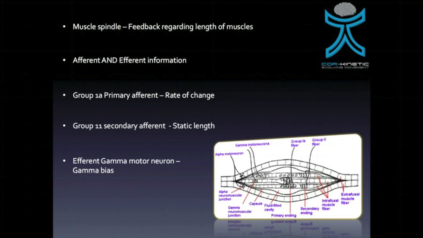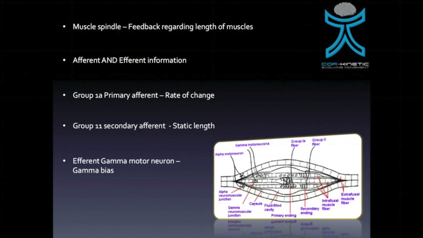But I also think the nervous system aspect is very, very interesting, and it kind of fits in with what we're talking about here. So we're going to run with that one. The muscle spindle gives us feedback in terms of the length of a muscle. So what we have to remember is we're able to have afferent and efferent information from a spindle.